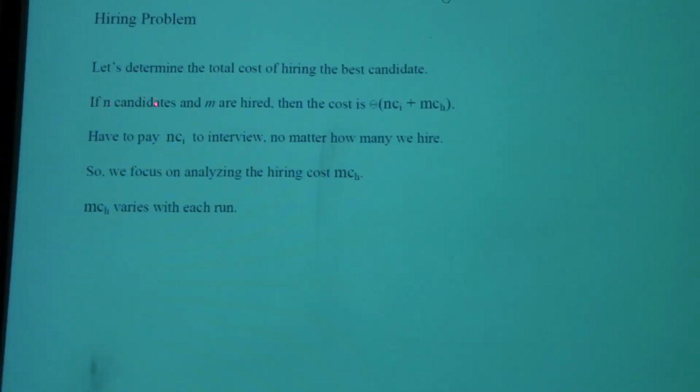If N candidates exist and M are hired, where M is less than or equal to N, then the cost is theta of N C_I, cost of interviewing, plus M C_H, cost of hiring. We have to pay the N C_I, so we'll focus on analyzing M C_H. And M C_H is going to vary depending upon what? Quality. But what is that mathematically?